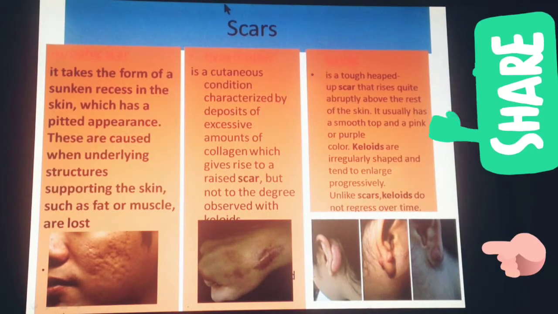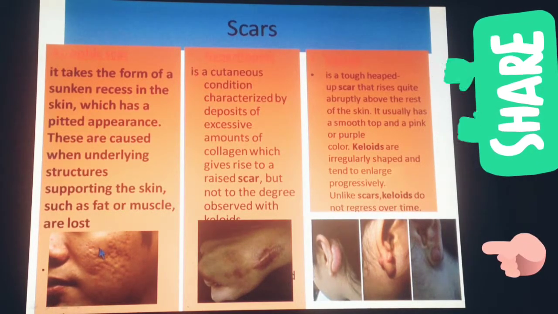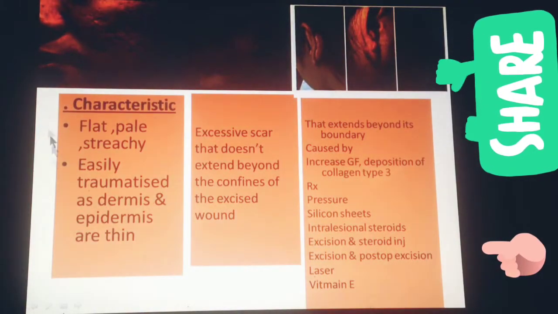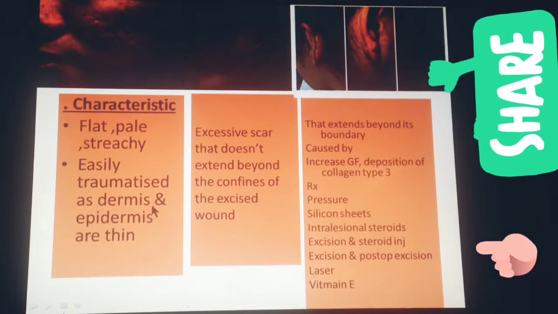Now, different types of scars. Scars are basically divided into three types: atrophic scars, hypertrophic scars, and keloids. Atrophic scars are sunken recesses in the skin, which have a pitted appearance, and they are caused when underlying structures supporting the skin, such as fat or muscles, are lost. The common characteristics of these atrophic scars are that they are flat, pale, and stretchy, and they are easily traumatized in their early stages, as the dermis and epidermis are thin in that respective area.